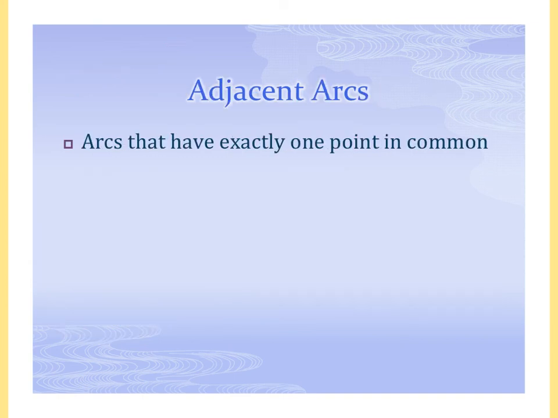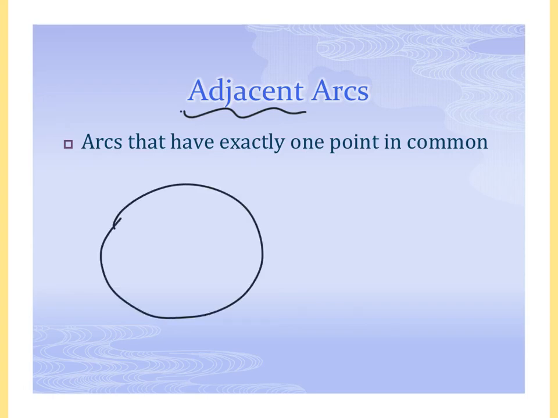Okay, adjacent arcs are just like anything that's adjacent. Adjacent means next to. Adjacent arcs would be arcs that are next to each other that have exactly one point in common. So if I have a circle and I had an arc that goes from here to here, and then an arc that goes from here to here, those are adjacent. They can't overlap. I can't say that this arc here is adjacent to the pink arc. They can't overlap, okay? It's got to go endpoint to endpoint, and they have to be next to each other. So those are adjacent arcs, arcs that are next to each other.